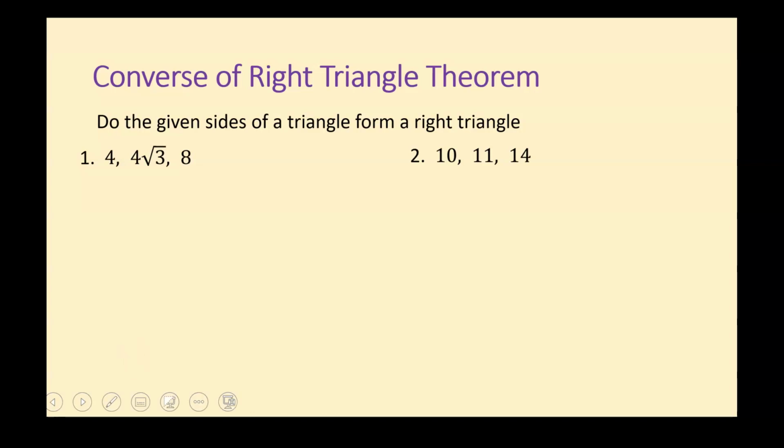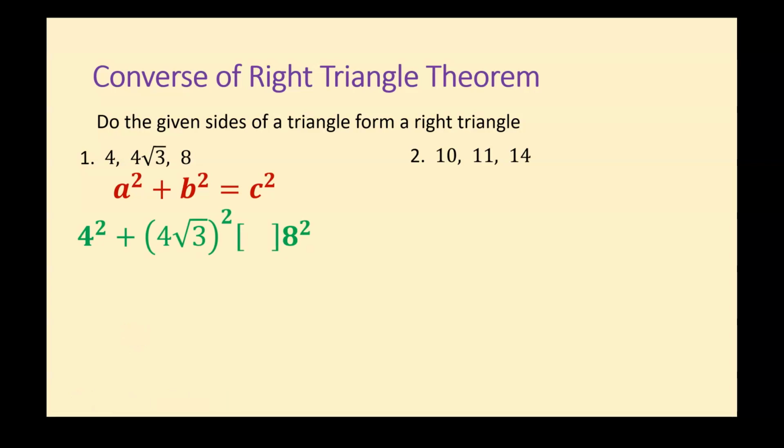So that means that we know that a squared plus b squared is equal to c squared, but we don't know if these are equal. So let's make an equation and take the equal out. So we have 4 squared plus 4 square root of 3, quantity squared, and we want to know if it's equal to 8 squared. So we're going to square both sides, or we're going to square each term.